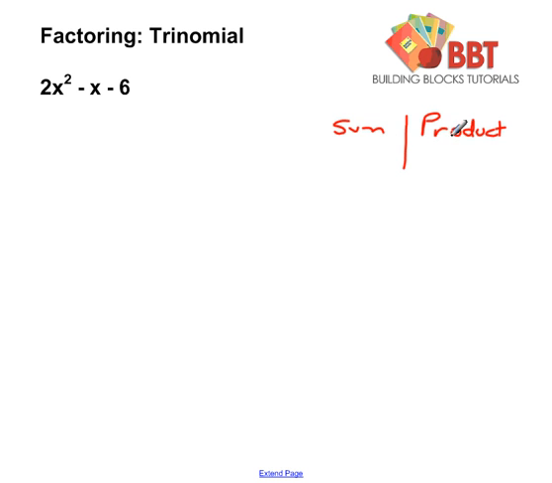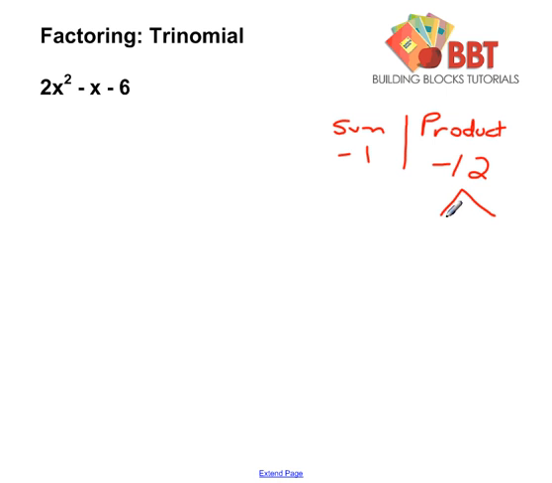So let's do the sum product again. What two numbers that when multiplied give me, remember the last term with the sign, times the first term. So negative 6 times 2, what's that? Negative 12. So negative 12. So you're going to have to find two numbers that give you negative 12. And when added, give you the middle term. And its sign, negative 1.